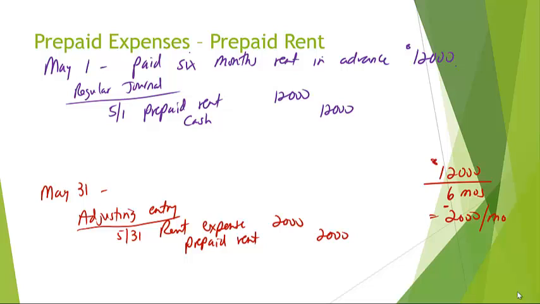And then notice that really there's no information that we would have to be given. We'd really have to know that obviously, 1 month of rent has been used up or consumed because now we are at the end of May. So we would take $12,000, which was the total amount of prepaid rent or rent paid in advance, divided by the 6 months. So we know that the rent is $2,000 a month. So that's how much would have been used up or consumed. So we would debit on the May 31st adjusting entry rent expense for $2,000, and we would credit prepaid rent for $2,000.